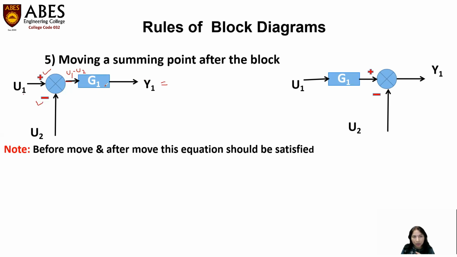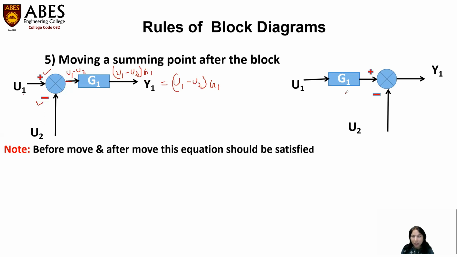Now this block is there, so this signal will be multiplied with the gain of this block. So I get (u1 minus u2) multiplied by g1. This is the value of this signal, that is y1, which is equal to (u1 minus u2) times g1, right? So this is the value of y1 here.